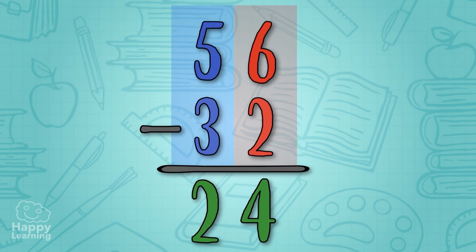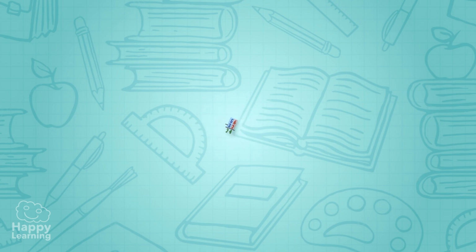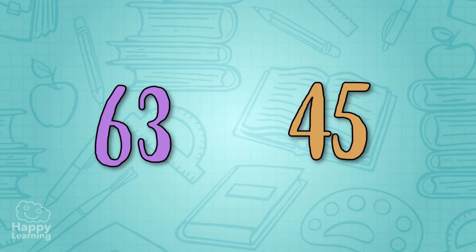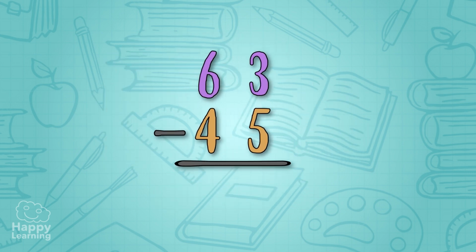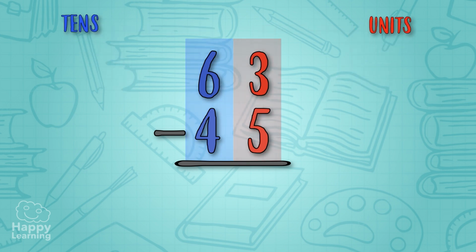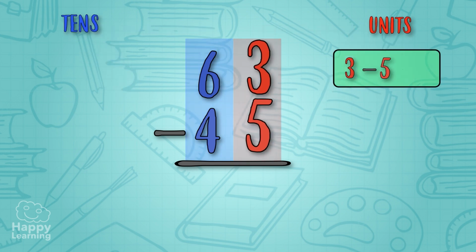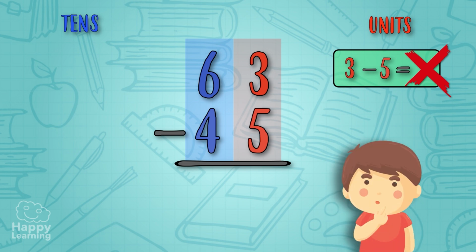Easy peasy, huh? Now we're going to complicate things a little more. We're going to subtract with the remainders, but don't worry because it's easy peasy. We're going to subtract 63 minus 45. First, as always, we subtract the units. 3 units minus 5 is, whoops, it's impossible to subtract 3 minus 5. So, what do we do?